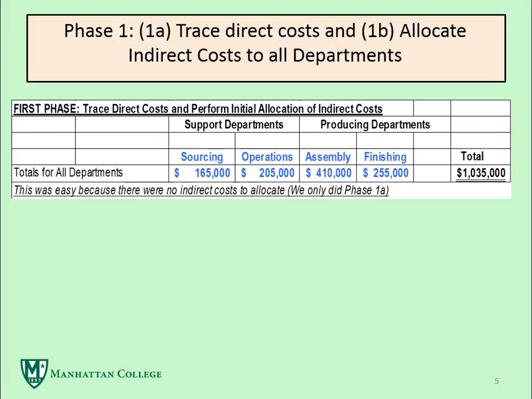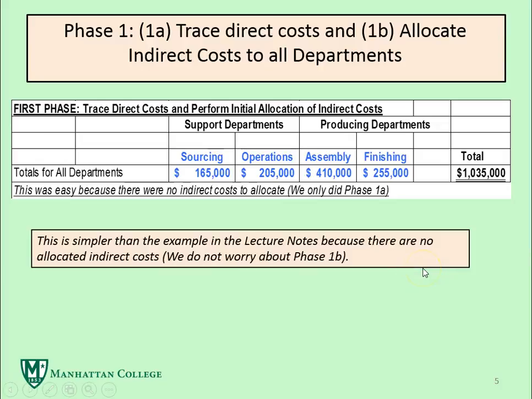Okay, we're going to trace direct cost in phase 1 and allocate indirect cost to all departments. This is really easy. Unlike the examples in your book and in your chapter 7 lecture notes, all we're going to do is trace the direct cost to the sourcing and operations departments, which are support or service departments, and to the producing departments, assembly and finishing. So for the $1,035,000, there are no indirect costs to trace among these four. We only did phase 1A, as you will do in your homework and as you will do on your test.